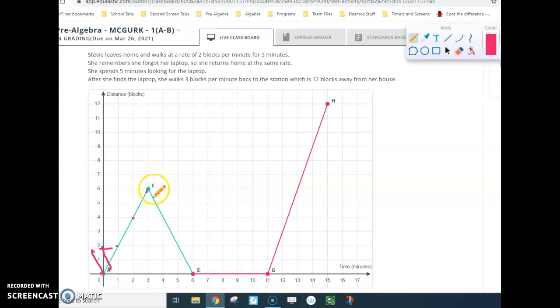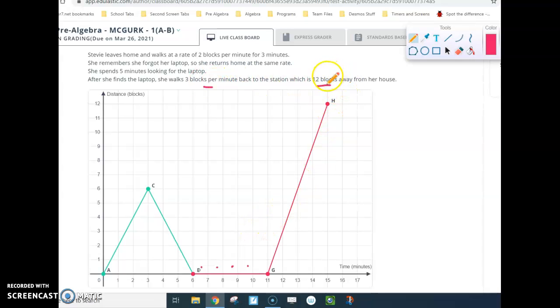She forgets her laptop, so she returns home at the same rate. So we have to go back to home, which is at the bottom on the x-axis, and it's the same rate, so you're going to have the same steepness of line, just decreasing. She spends 5 minutes looking for her laptop, so here's 1, 2, 3, 4, 5 minutes. She's at home. And then she walks 3 blocks per minute back to the station, which is 12 blocks away.